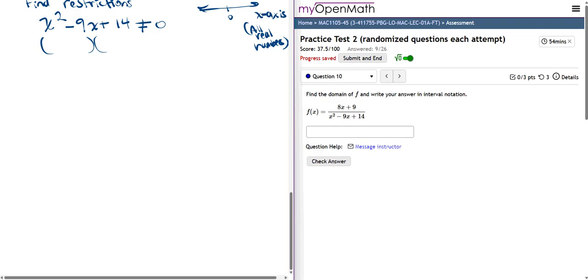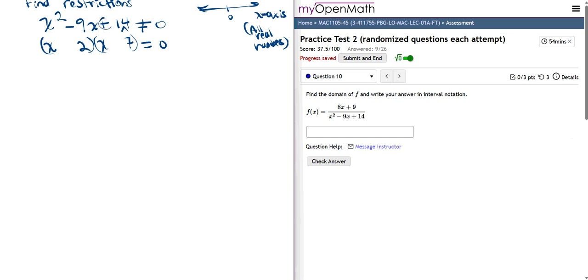So I'm going to exclude the things that would make that equal 0. So which values would make this equal 0? I'm going to factor it out. And notice that 14, I can find that with 2 times 7. And since this is a positive, I know my signs have to both be the same in my two binomial quantities. And since the middle term has a negative, I know those two signs must be negative.